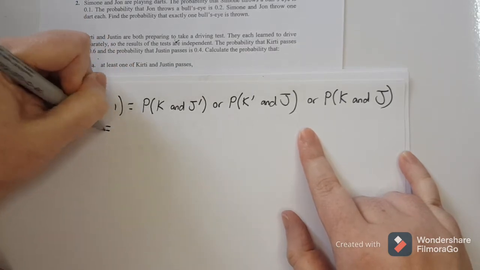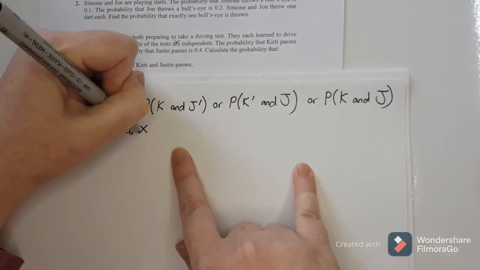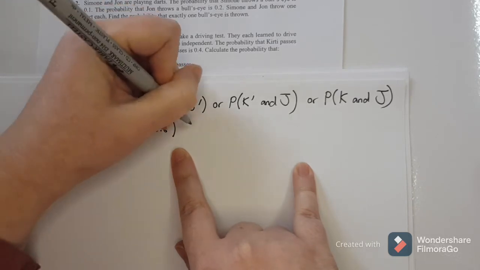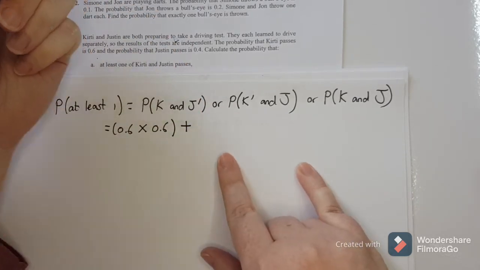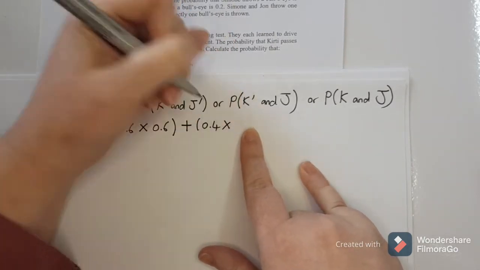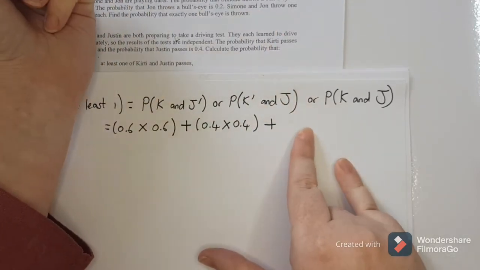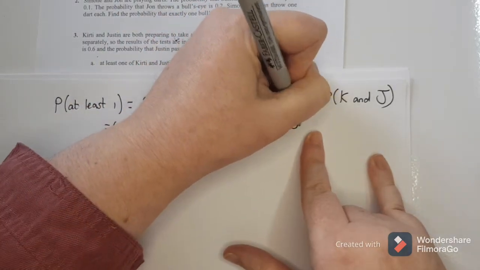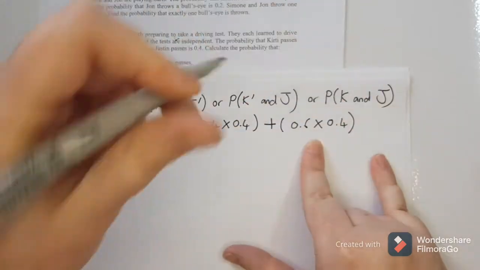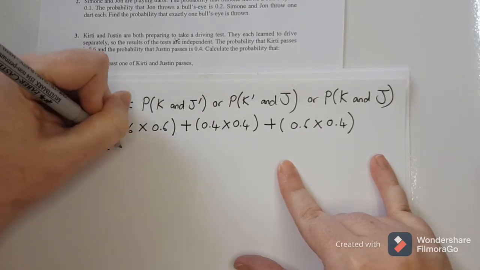So the probability for Kurtie passing is 0.6 times the probability of Justin not passing is 0.6. Or, so we add, Kurtie not passing is 0.4 times Justin passing is 0.4. Or, so we add, Kurtie passing is 0.6 times Justin passing is 0.4. So if we type that into our calculator, we get a final answer of 0.76.